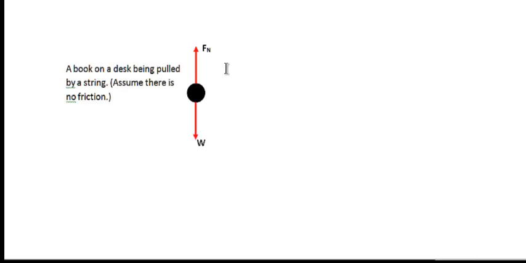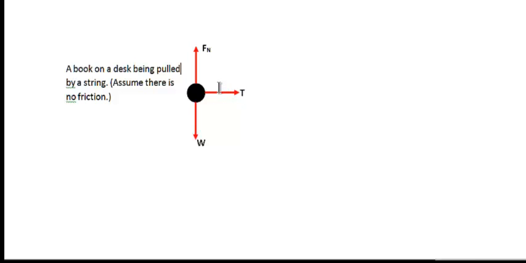A book on a desk, no longer stationary, but being pulled by a string, and it says to assume there is no friction. Well, we draw the force vector in. There's tension on the string. Could have just as easily labeled that external force, that is, force sub external. And now, still there would be no acceleration up and down vertically, but horizontally there would be acceleration because there is no way for this force to add up to 0.